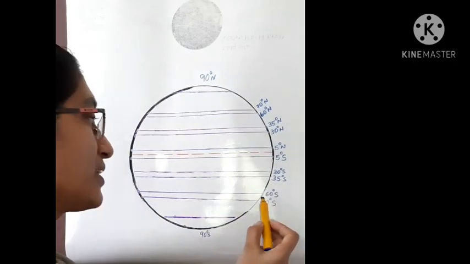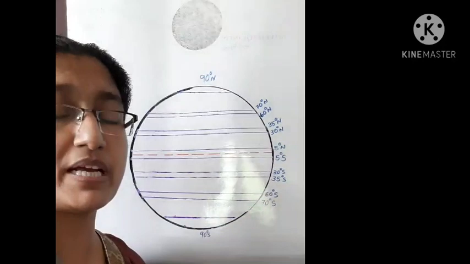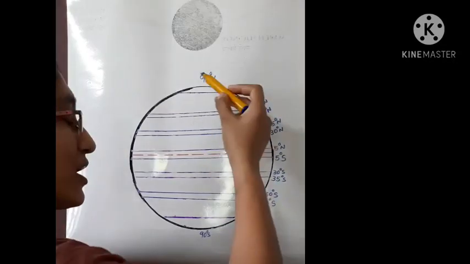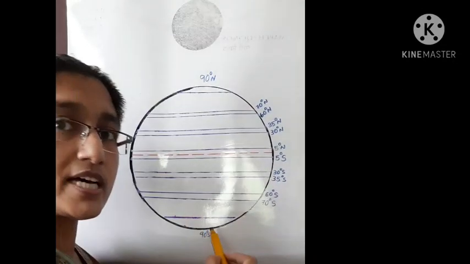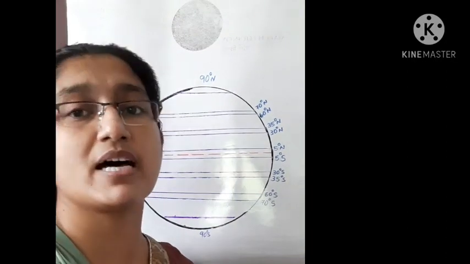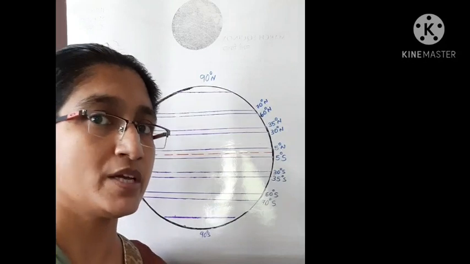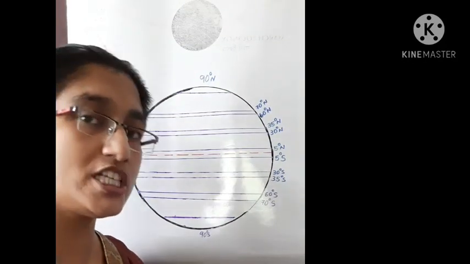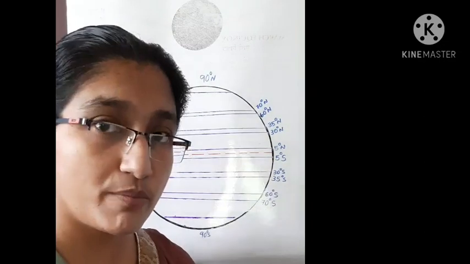Then the next pressure belt is a high pressure belt which exists in the polar region, in the north pole as well as in the south pole. Surrounding the poles, we can find a high pressure belt. It is named the polar high pressure belt. So these are the important pressure belts on the earth's surface, and this pressure system leads to the formation of wind.